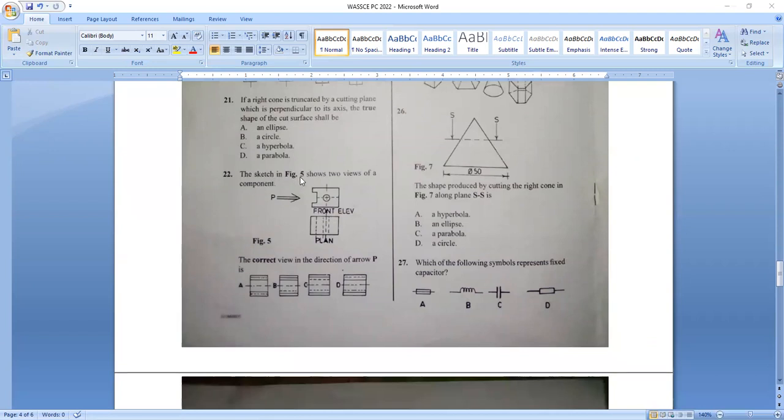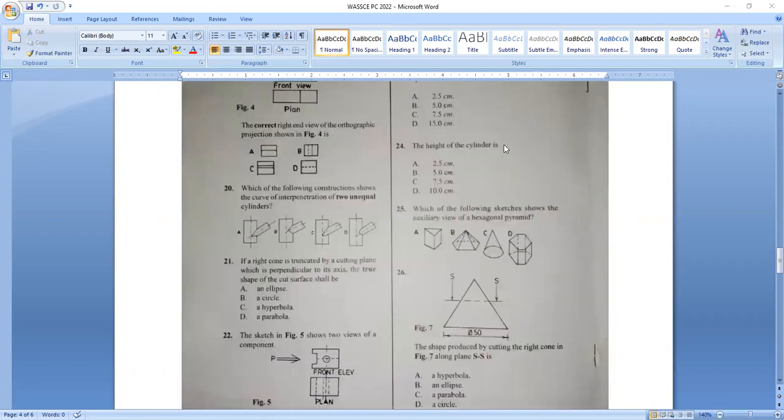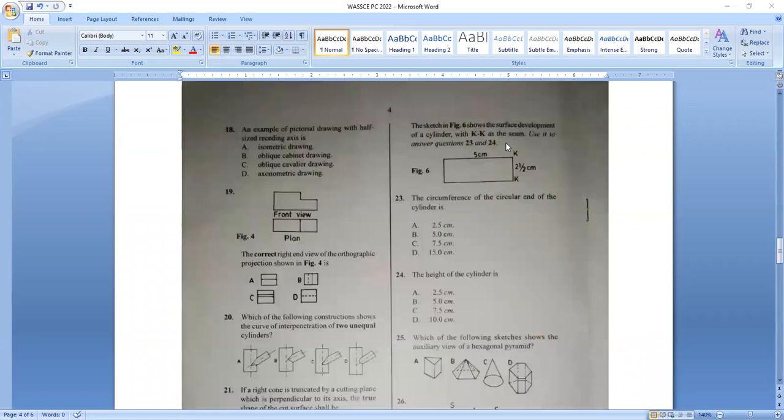The sketch in figure 5 shows two views of a component, and the correct view in the direction of arrow P is option C. That is the answer to that question. I'll move to question 23. So we have to use this to answer question 23 and 24.